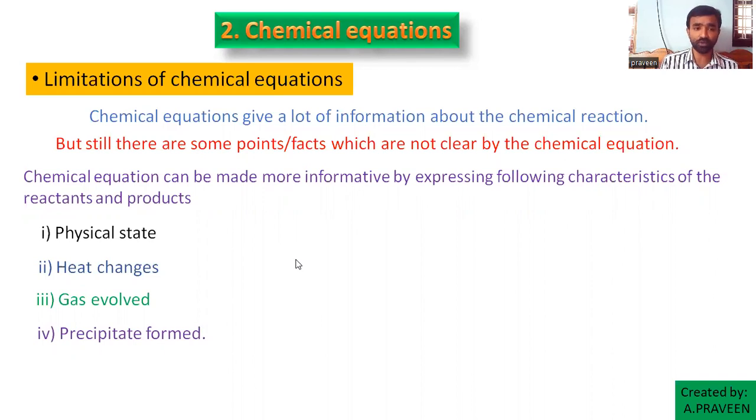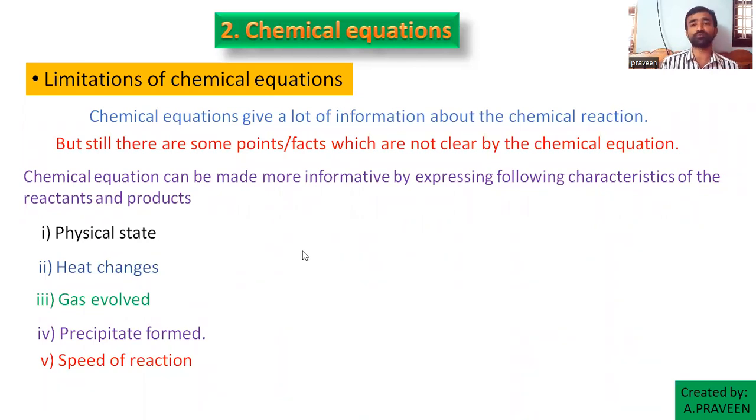Any precipitate formed, or any substance used, or heat provided. That means temperature increasing, or maybe pressure changes. These are all the types of physical conditions we are representing in the equation. So these are the limitations of chemical equations.